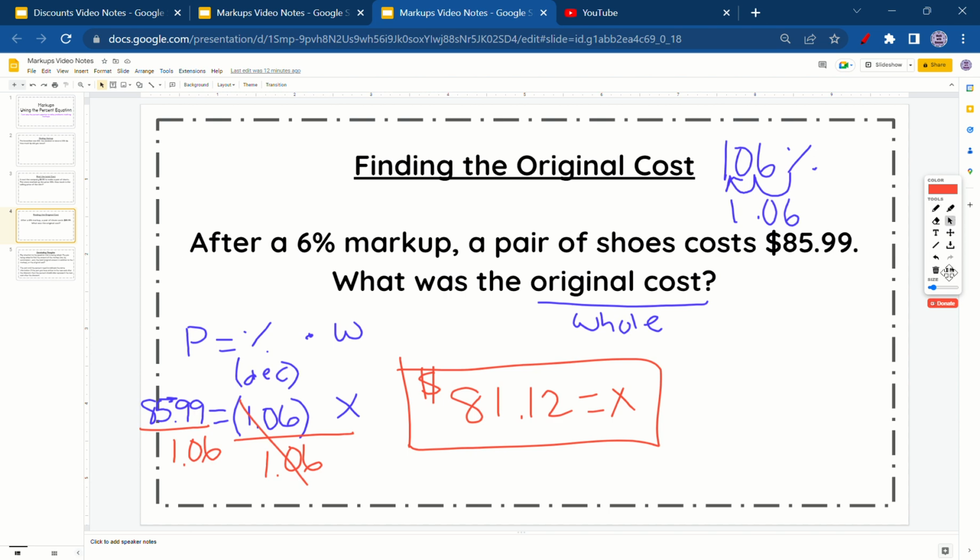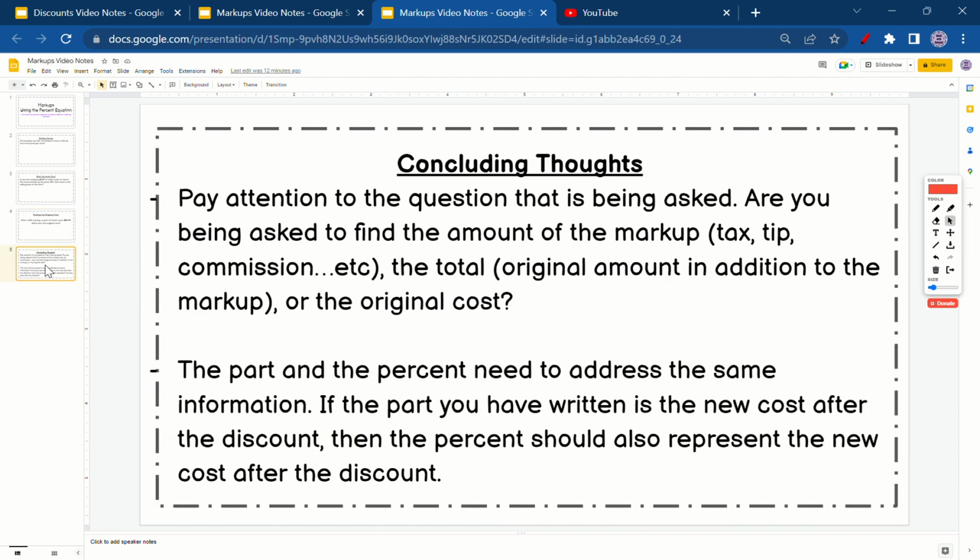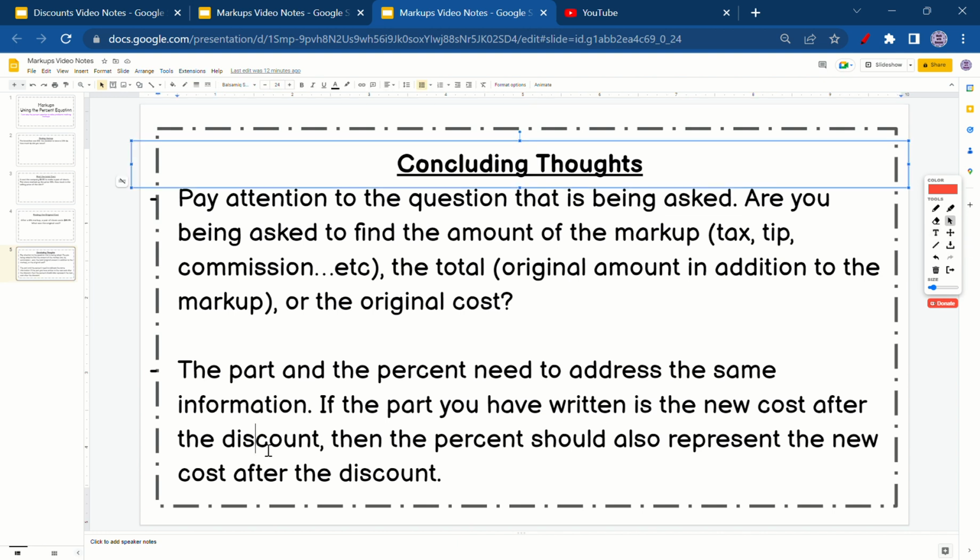All right, and the last slide, just some concluding thoughts. You want to pay attention to the question that's being asked. So are you being asked to find the amount of the markup? That could be seen as tax, tip, commission, etc. Are you being asked for the total? That's the original amount in addition to the markup, or the original cost. The part and the percent need to address the same information, right? So if the part you have written is the new cost after the markup, then the percent should also represent the new cost after the markup.